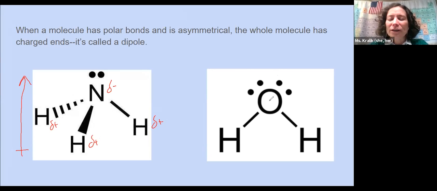Let's take a look at water. It's the same thing. The oxygen is partially negative. Both hydrogens are partially positive for their bonds. Because water has this bent shape, we can arrange it so that there is a positive end to the molecule and a negative end to the molecule. Let me show you what I mean about that by looking at some where this is not the case.